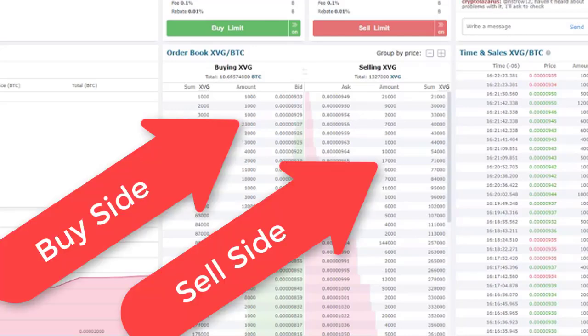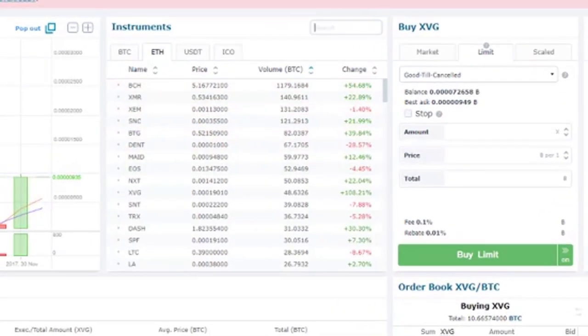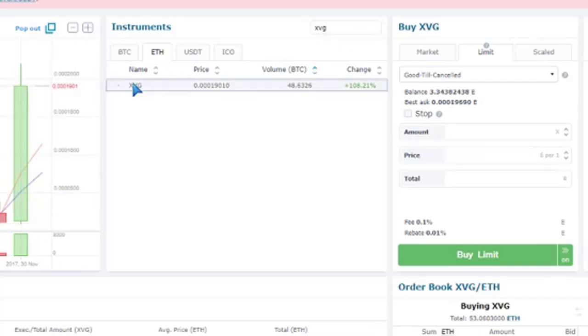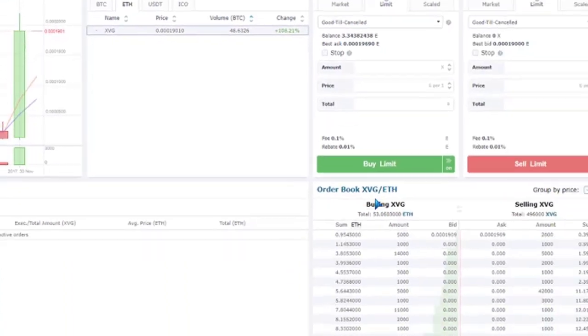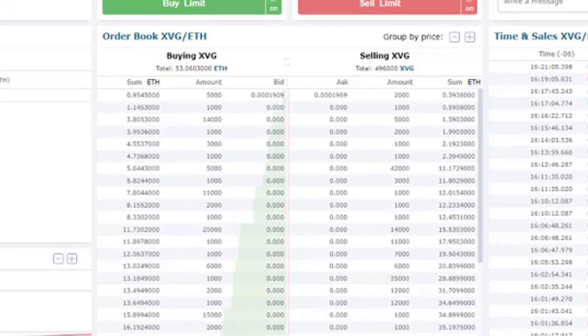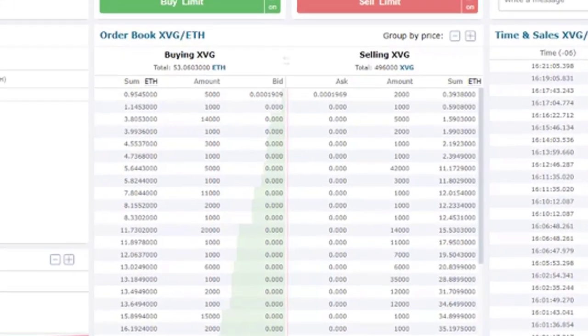You can also click on the Ether tab, and what you'll notice is XVG, you can buy it with Ether as well. I click on that, it loads the XVG to Ether up. So what is that saying? That is saying that if I wanted to buy XVG right now, I would buy it using Ether. So I'm trading Ether for XVG. And right now I've got 3.34 Ether in my wallet.